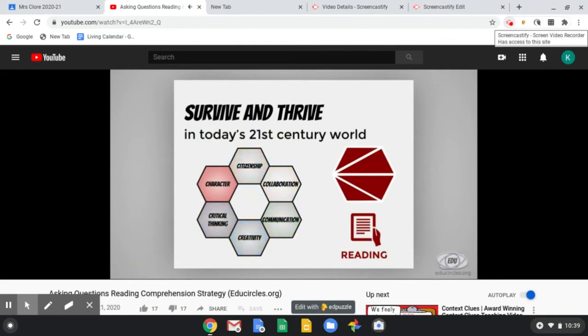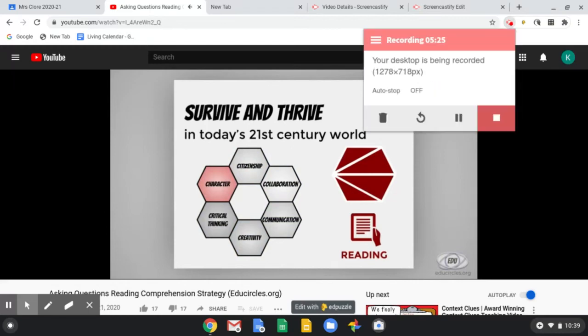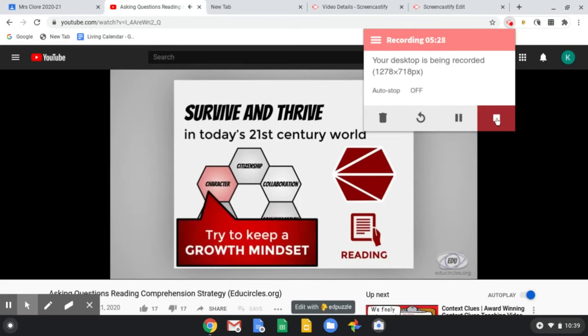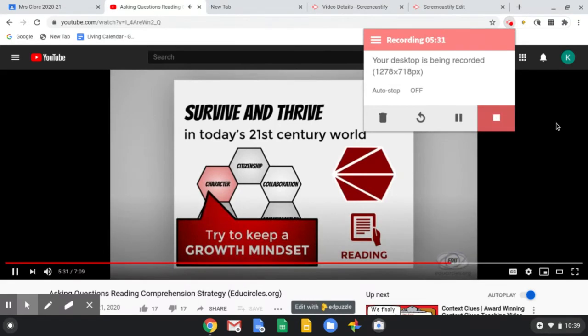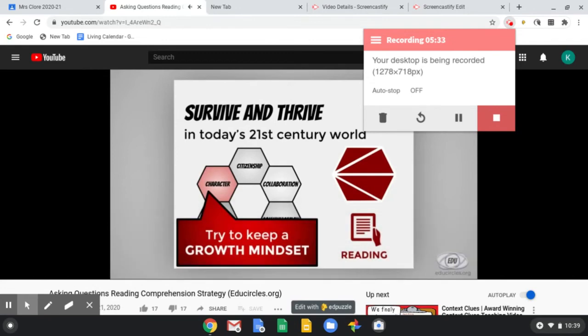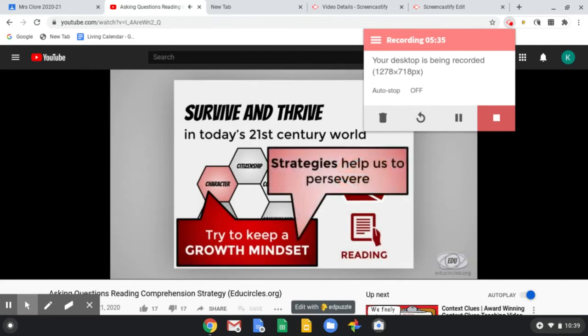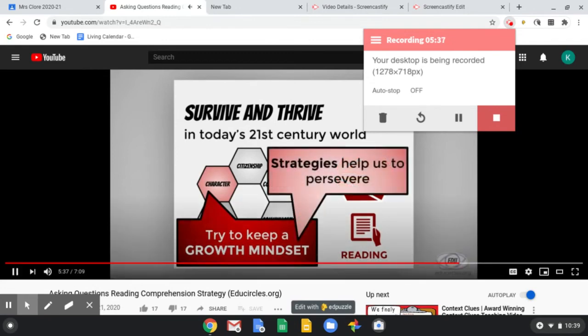It takes character to have grit and perseverance to keep going when things get tough. And one way to work on our character is to try to have a growth mindset, which means that we recognize that if we use specific strategies, those strategies can help us persevere and keep on going. Sometimes we struggle when we read. In that case, using some of these comprehension strategies will help.